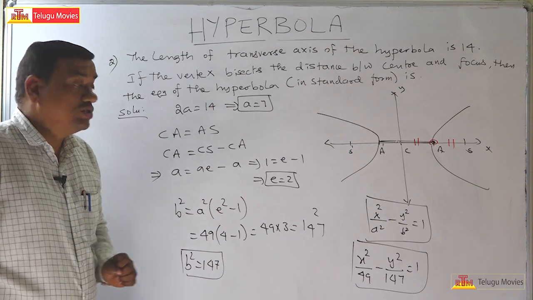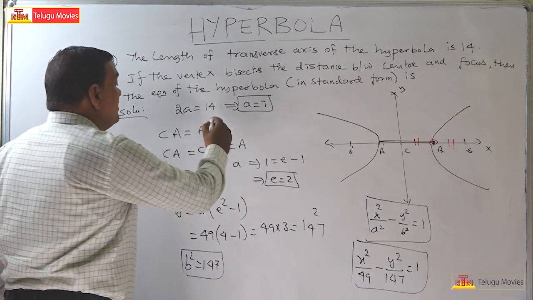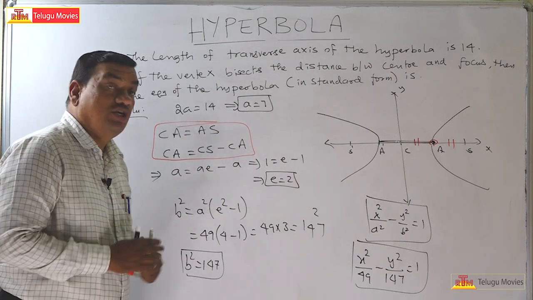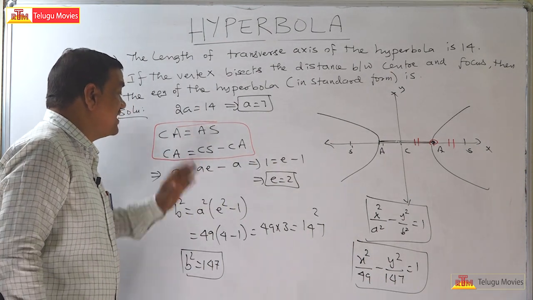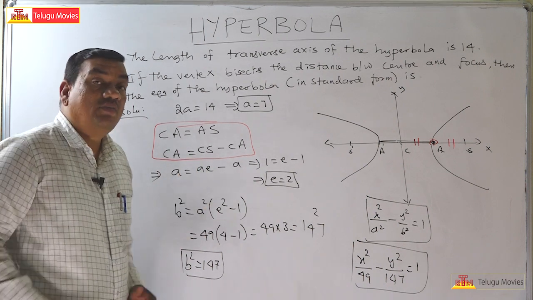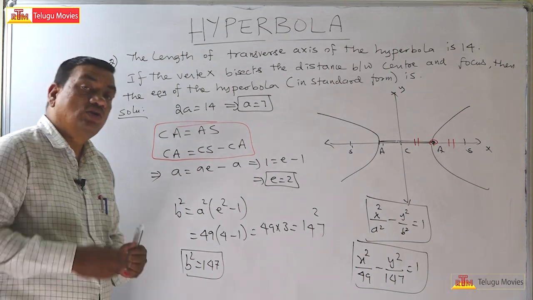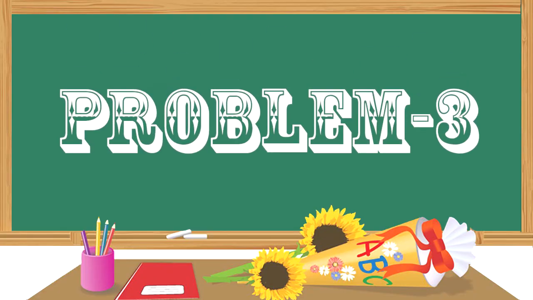So here the question lies in converting this. So here CA is equal to AS. You can write AS as CS minus CA, so thereby you will get the E value. Okay. I hope that you enjoyed this problem. So let us see the next problem.